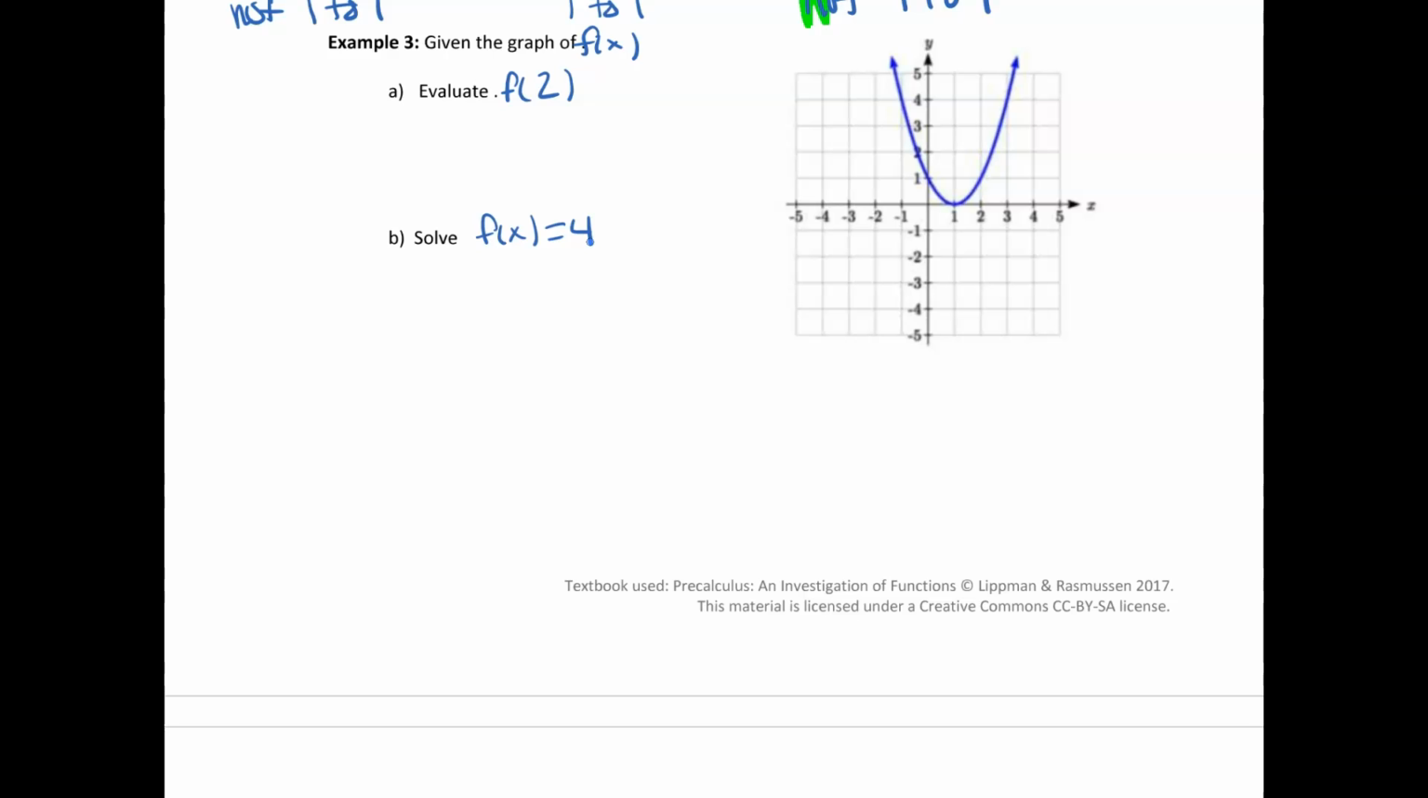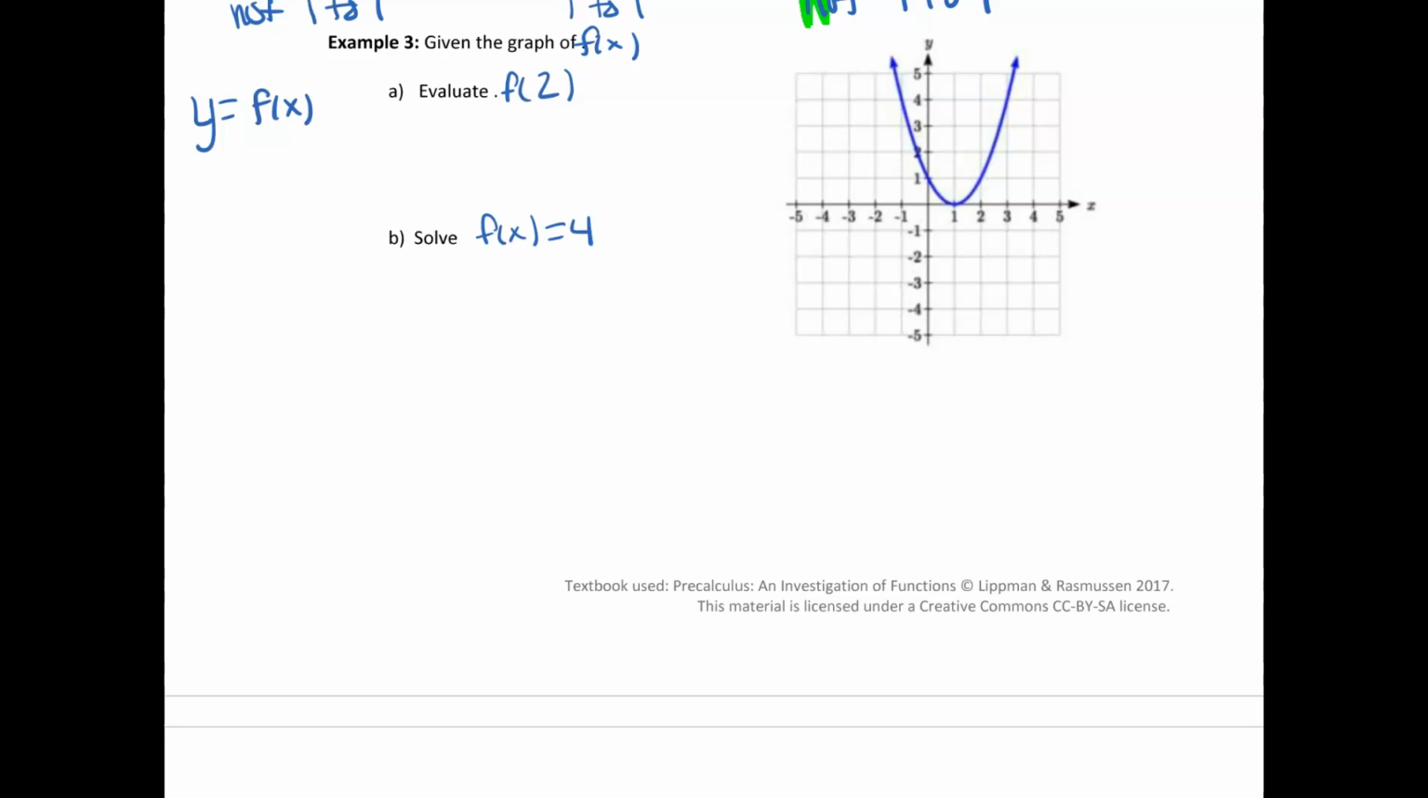Now if you remember back to when you learned function notation, you learned that instead of writing y, we typically write f of x. Y is kind of the nickname, but f of x is the formal name for it, and we're in pre-cal, we're in college, so we're going to use that college f of x.